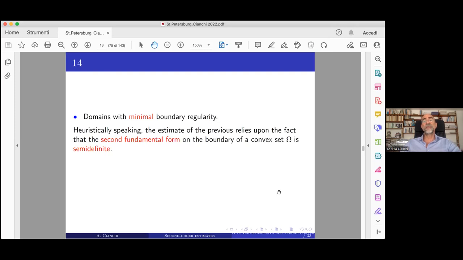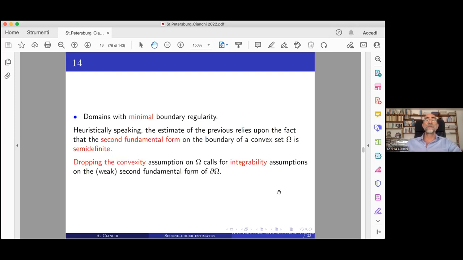So for convex sets, the boundary term in a sense helps the estimates, and this can just be neglected. This is not the case when you have more general domains where the second fundamental form doesn't have a sign. And in that case, we have to assume some integrability assumptions on the weak curvatures of the boundary.